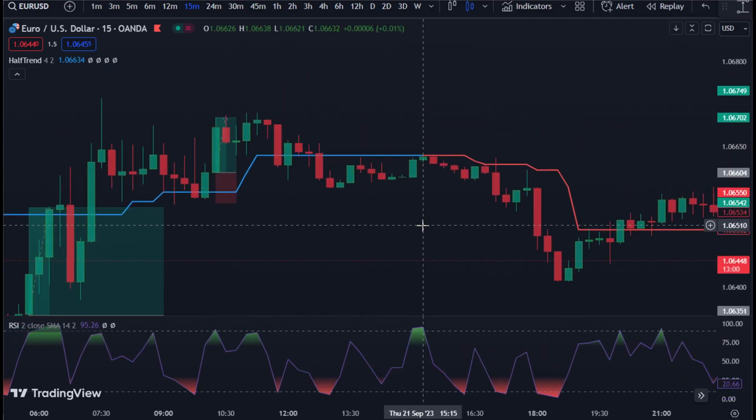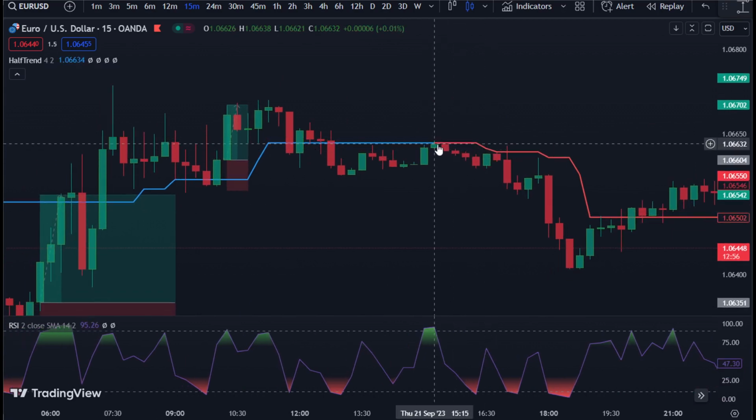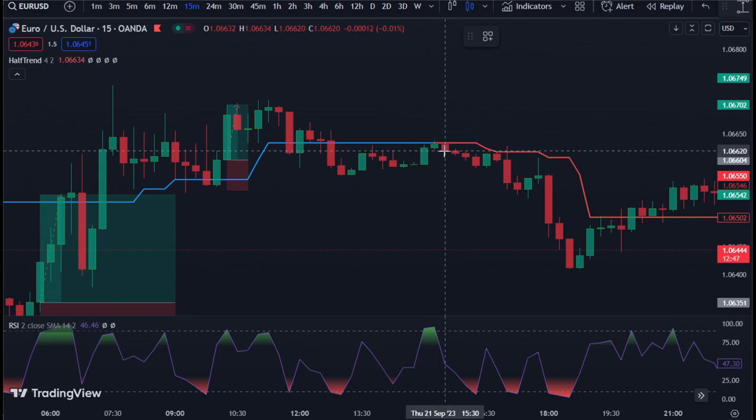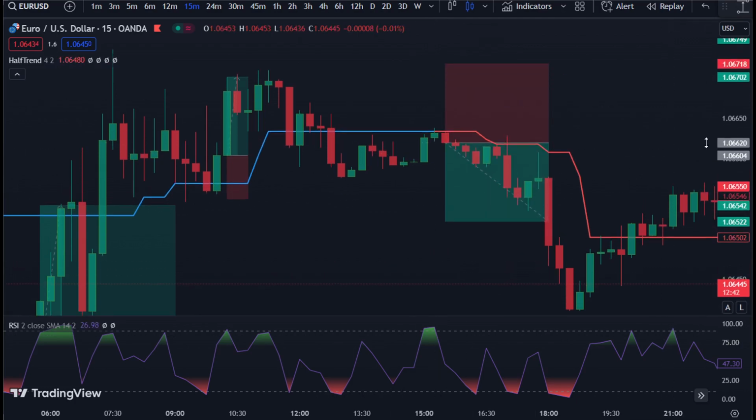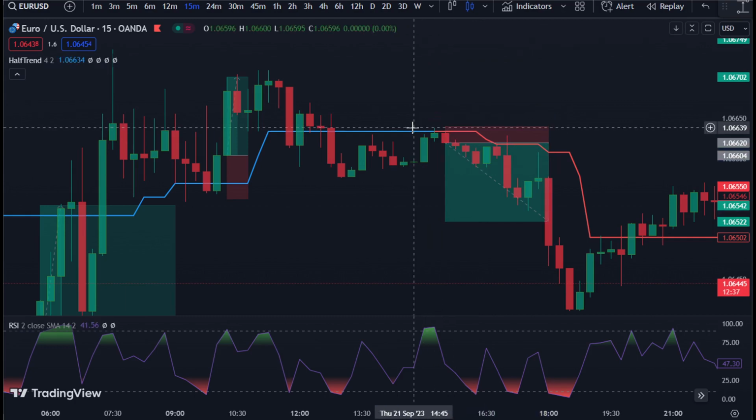So for the short position, we're going to be looking for the opposite. We want the half trend to be in the red, and we're going to wait until the RSI crosses into the overbought territory. After that, we're going to wait for the first red candle to appear. So we're going to open up our short position, and I set the stop loss a few points above the most recent swing high since the body of this candle is pretty small.